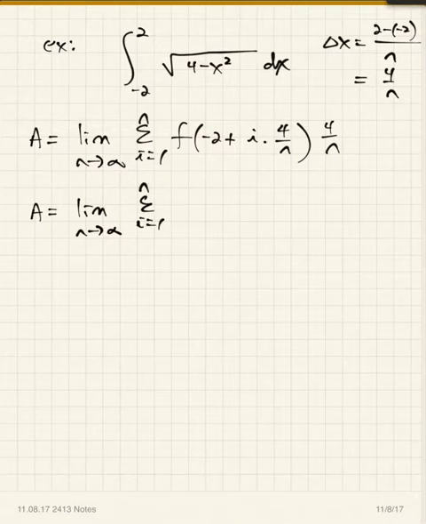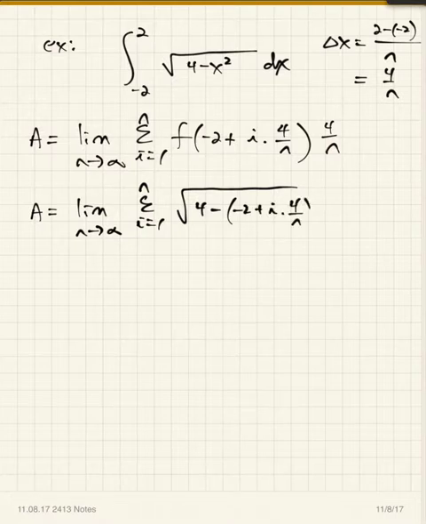But f of that number, -2 plus i times 4 over n, you'd have to put that into the square root function. So this would be 4 minus x squared, and that would be your x. Is that not a so nice expression? And so this is what you'd be evaluating, and that would be a tough sum to have to deal with. We don't need to do that here in this problem, because this is, again, a regular geometric figure.